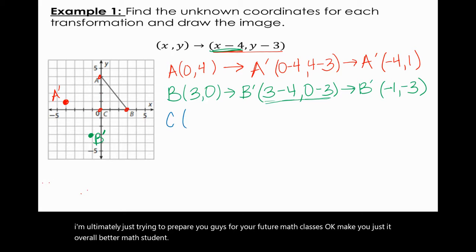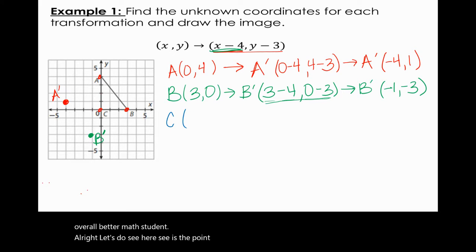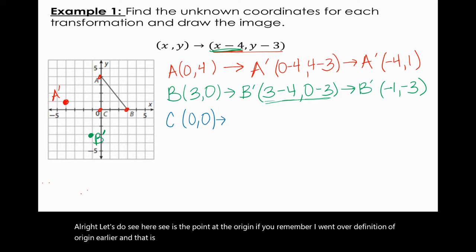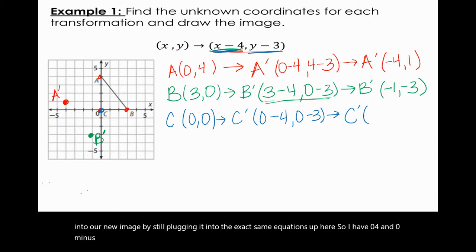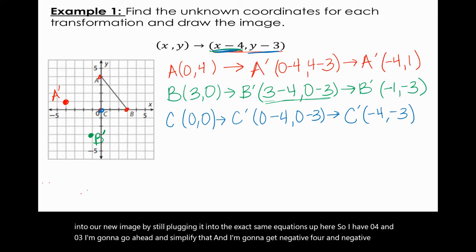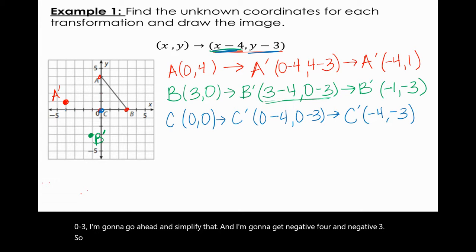All right, let's do C here. C is the point at the origin. If you remember, I went over the definition of origin earlier, and that is the point 0, 0, right? Right here. And we're going to transform that one into our new image by still plugging it into the exact same equations up here. So I have 0 minus 4 and 0 minus 3. I'm going to simplify that, and I'm going to get -4 and -3. So let's plot it. 1, 2, 3, 4, 1, 2, 3. And that's C prime.